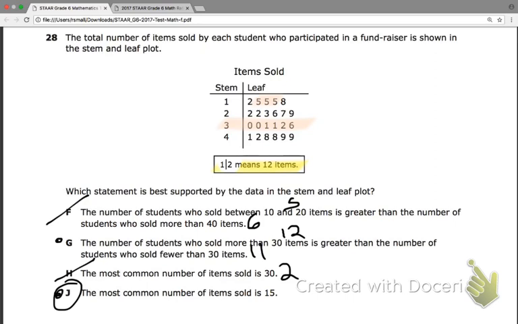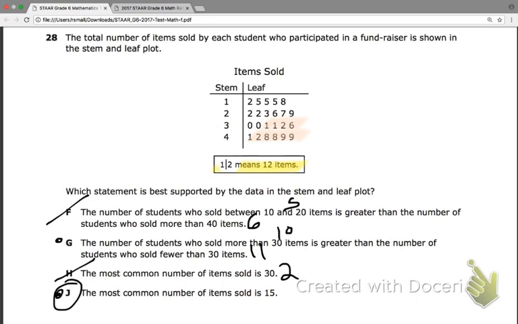Okay, even teachers make mistakes. So letter G, it's asking for the number of students who sold more than 30 items. It doesn't want us to count 30, just more than 30. So 1, 2, 3, 4, 5, 6, 7, 8, 9, 10. So let me fix this 12 and make it a 10.